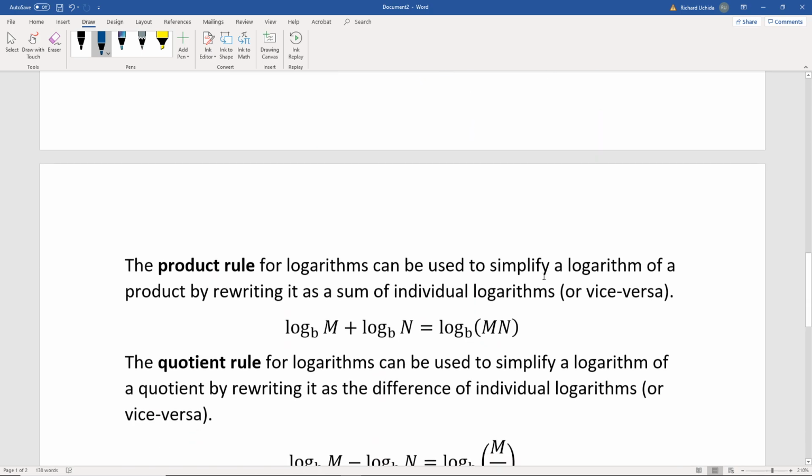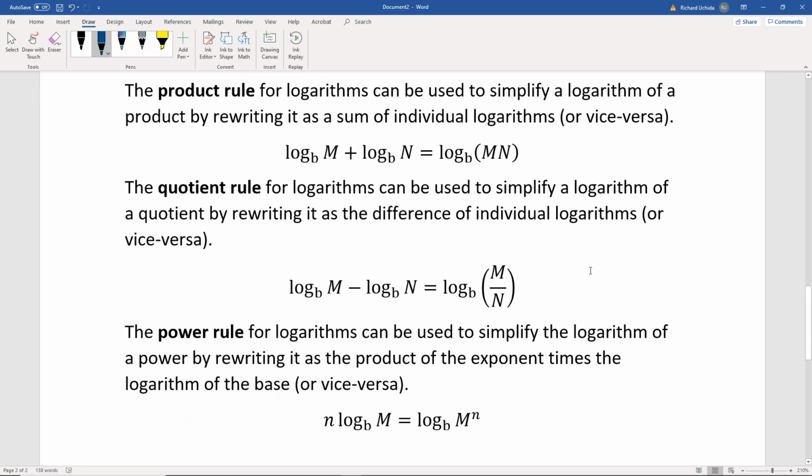Now, one of the things we'll have to do is use the different rules of logarithms. So let's go over the three basic ones. First, there's the product rule for logarithms, which can be used to simplify a logarithm of a product by rewriting it as a sum of individual logarithms, or vice versa. So if we had the sum of individual logarithms, like log base b of m plus log base b of n, that's equal to the log base b of m times n. So that was, as you recall, the product rule for logarithms.